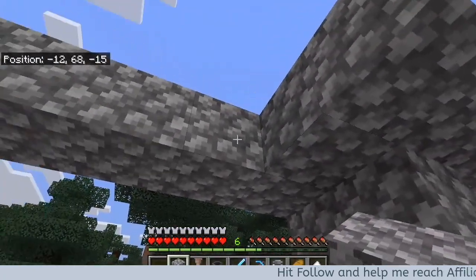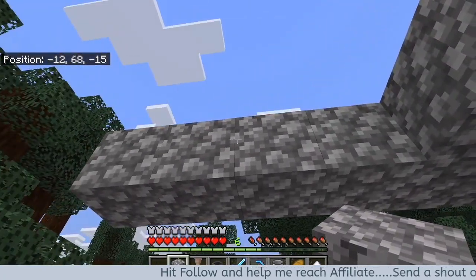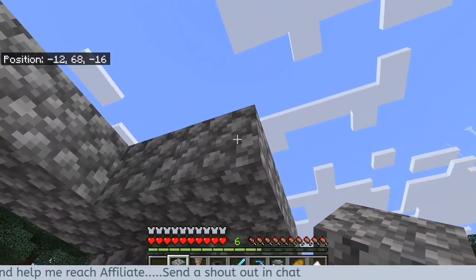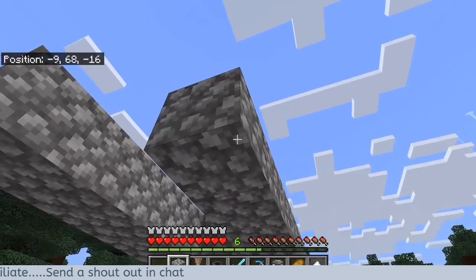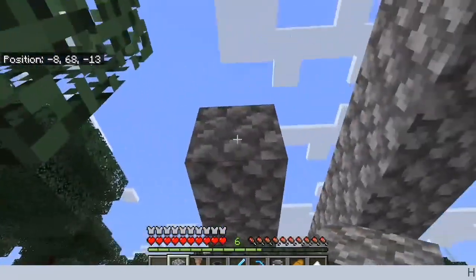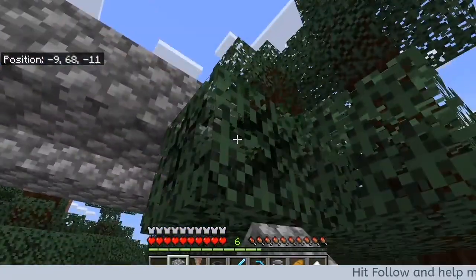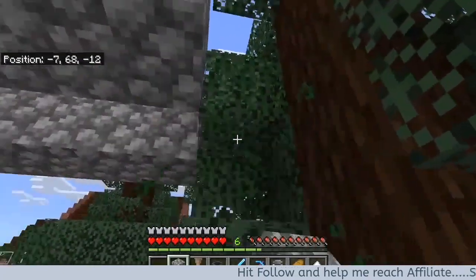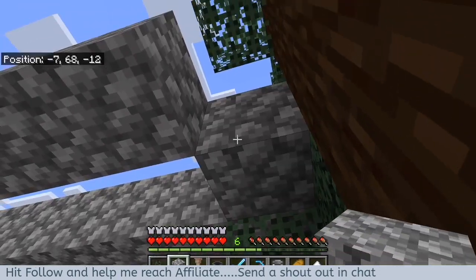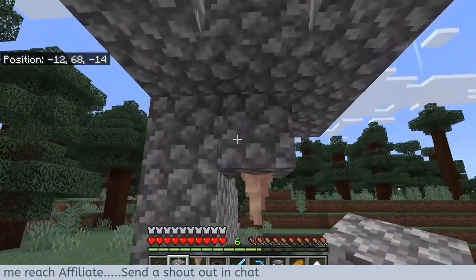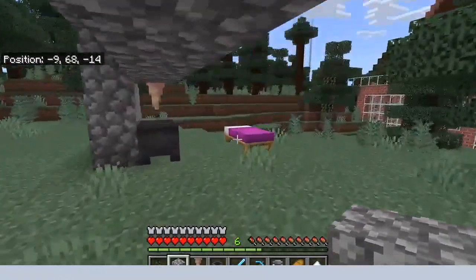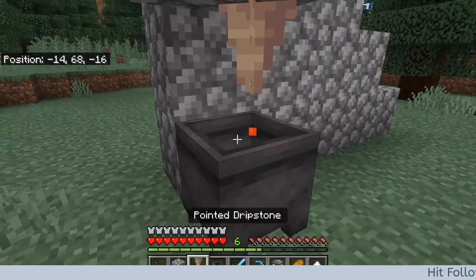What do we got? 1, 2, 3. 2, 3, 4, 5, 6, 7, 8. And a tree. There's a tree out here. And you'll see why in a second I'm doing this. I said it has to be solid, it can't be free-flowing.